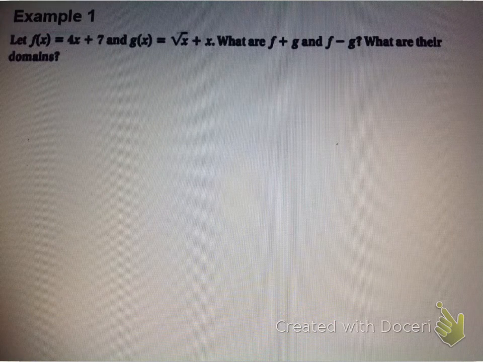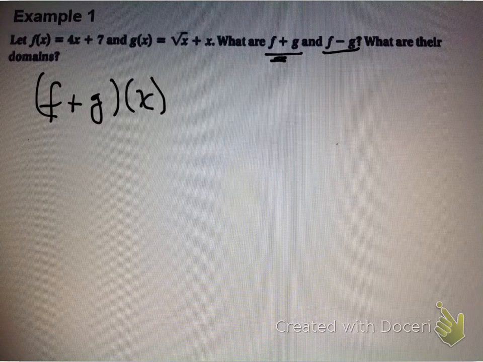Alright, so example 1, we have f of x equals 4x plus 7, and g of x equals the square root of x plus x. And we want to find what f plus g of x is, and f minus g of x, and then tell their domains. So let's find f plus g of x first.